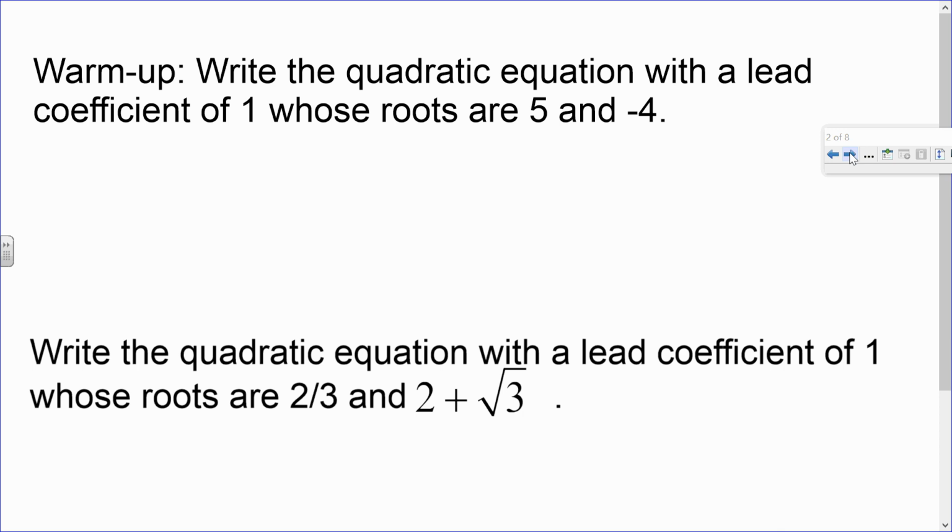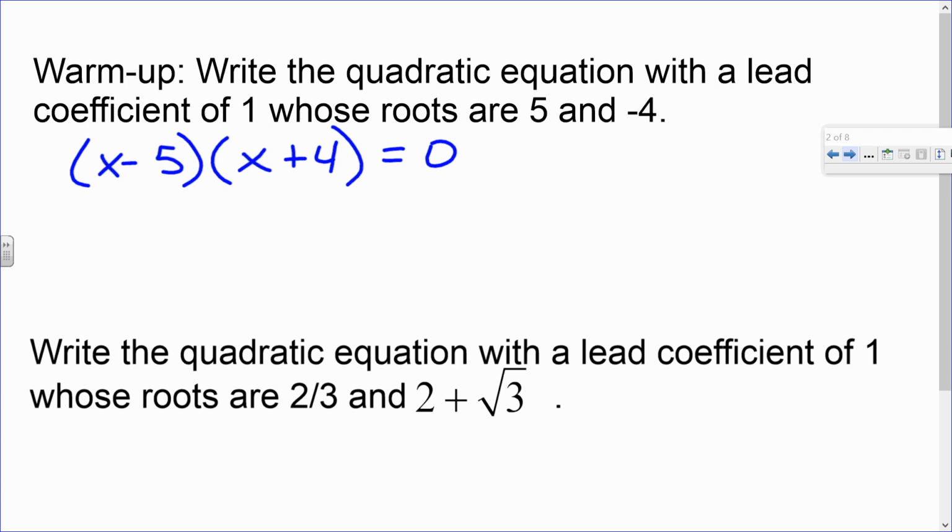Somebody tell me, how did we start off with the first one if we want the quadratic with lead coefficient 1 with roots 5 and negative 4? Avery, how'd you start? And is that all you did to set it up? Equals, what does it need to equal? It needs to equal 0 to have roots. Factoring only works when the factors are equal to 0. So I take x minus each of those.